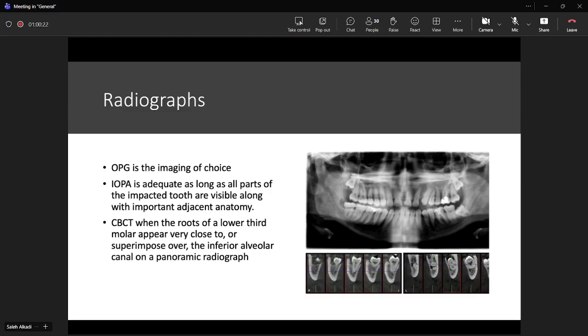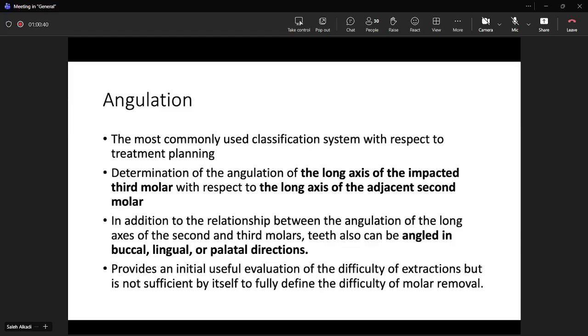CBCT is the best, of course. It shows the exact relationship between the lower third molar and the inferior alveolar nerve, and the exact spatial relationship of the lower third molar with the surrounding structures. Now, the most commonly used classification is based on the angulation. It determines the angulation of the long axis of the impacted third molar with respect to the long axis of the adjacent second molar, and this was proposed, I think, in the 1930s by Winter.